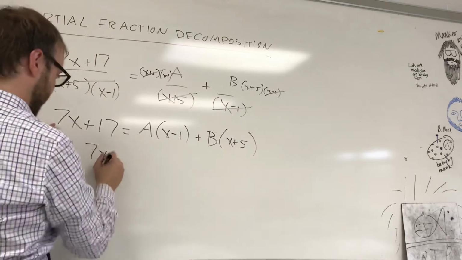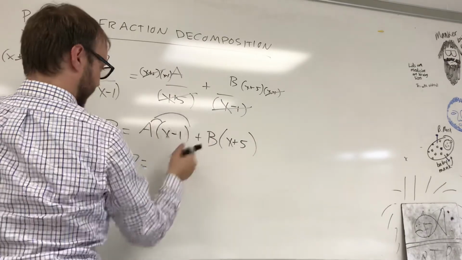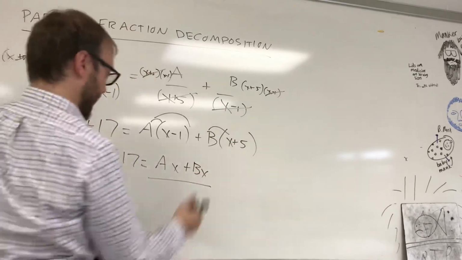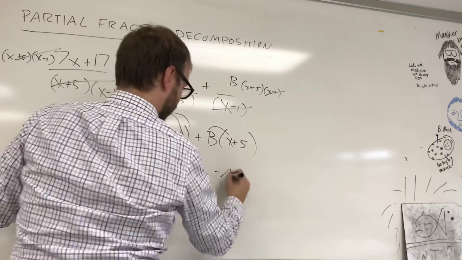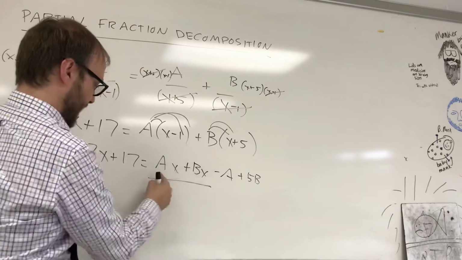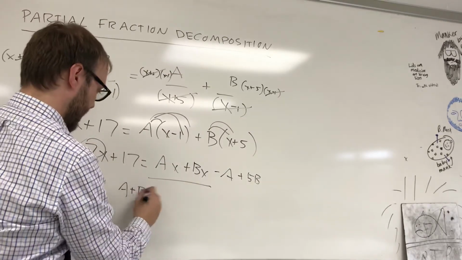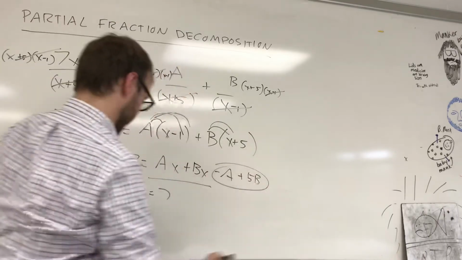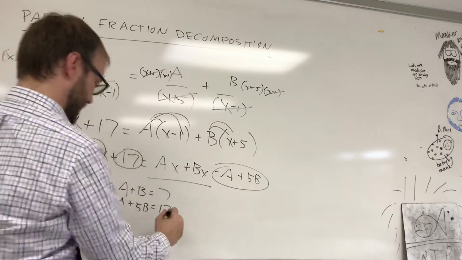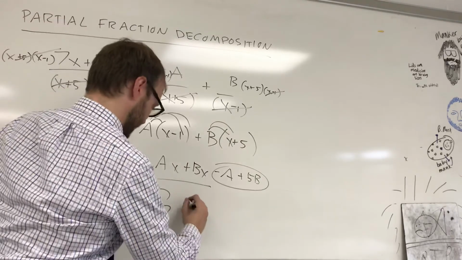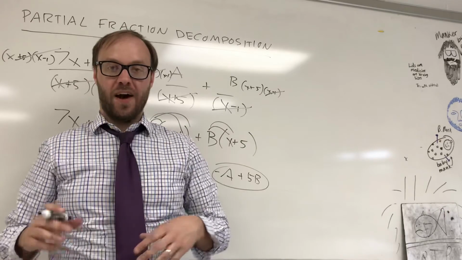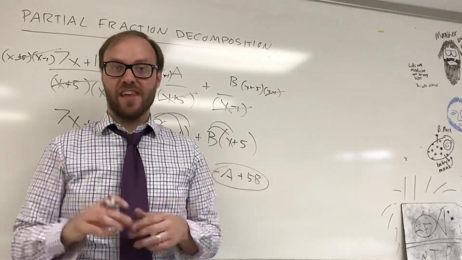And you end up with 7x plus 17 is equal to, you'll get an ax, you'll have a bx, so there your x terms are, and then you'll have a minus a, and you'll have a plus 5b, and you can see, oh, a plus b needs to give me 7, and oh, negative a plus 5b needs to give me 17, okay? And then you can solve that, and of course you find out that b is 4 and a is 3, just like we did before. So a little bit faster. It does give you an equation that's a little bit less messy because it just knocks out that denominator.